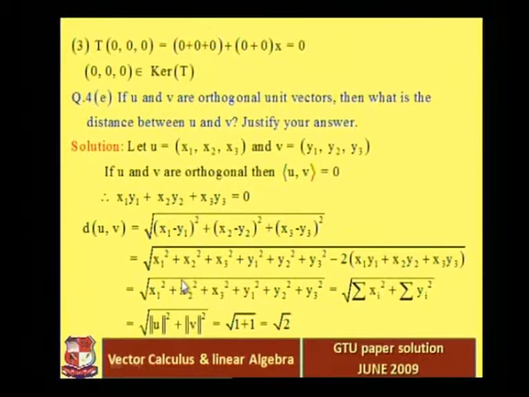So we only get the square root of x1 squared plus x2 squared plus x3 squared plus y1 squared plus y2 squared plus y3 squared, and that is equal to the square root of summation xi squared plus summation yi squared. Now that can be expressed as, because we know that norm of u squared is exactly the inner product of u with u, so the square root of norm u squared plus norm v squared, that is equal to the square root of 1 plus 1, and that is equal to the square root of 2.